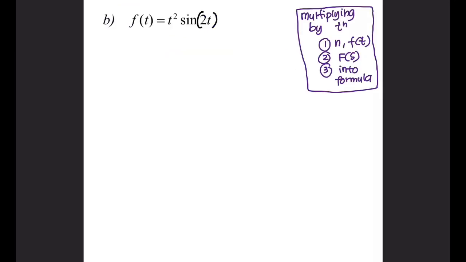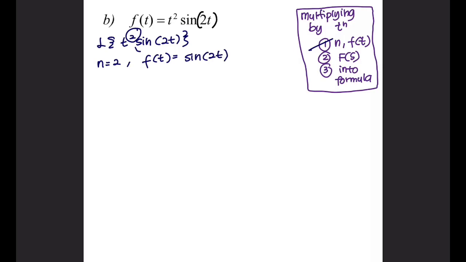Okay, for question B, we want to find Laplace of t squared sine 2t using the multiplying by t^n property. So first determine n and f(t). From the question, n equals 2, and f(t) equals sine 2t. This one. And then from f(t), find F(s).